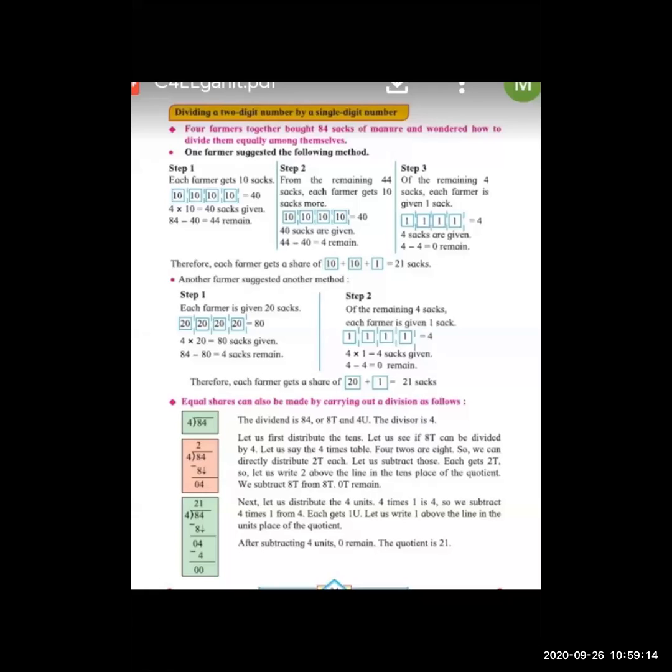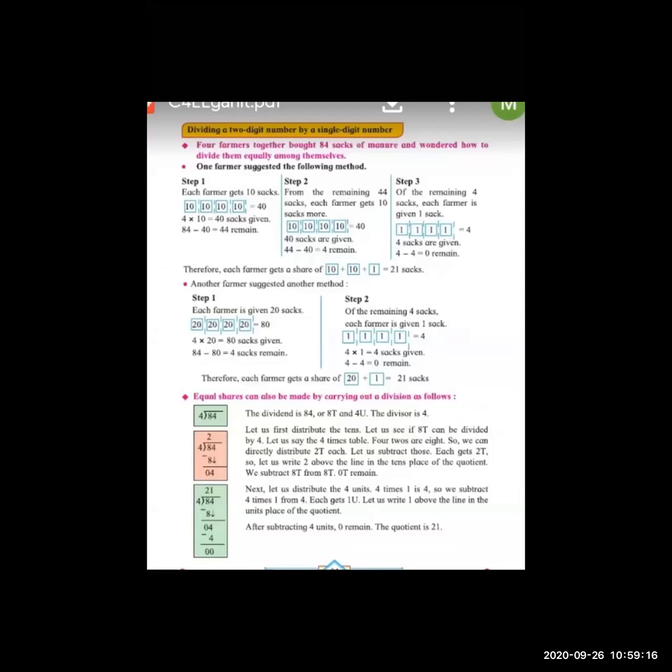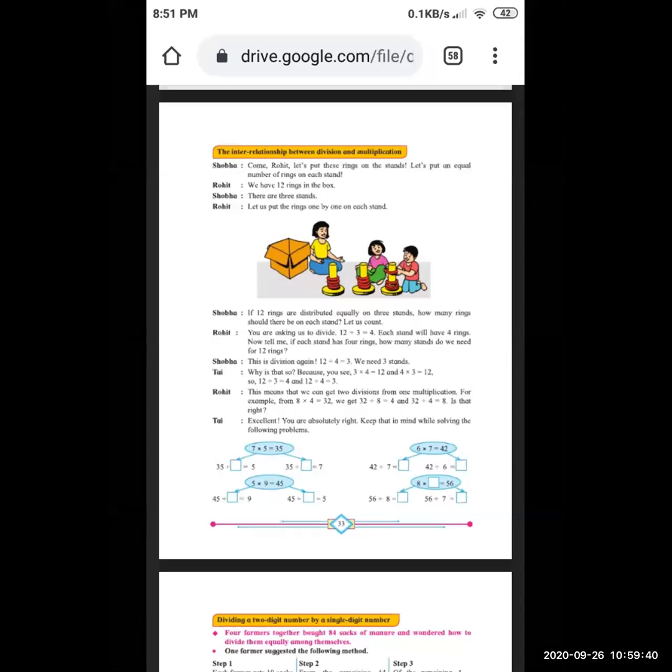Yes. Now my screen is visible, everyone. Wait a second, student. Again, I am going to share you the screen. Okay. Wait a second. Yes. The comparison.